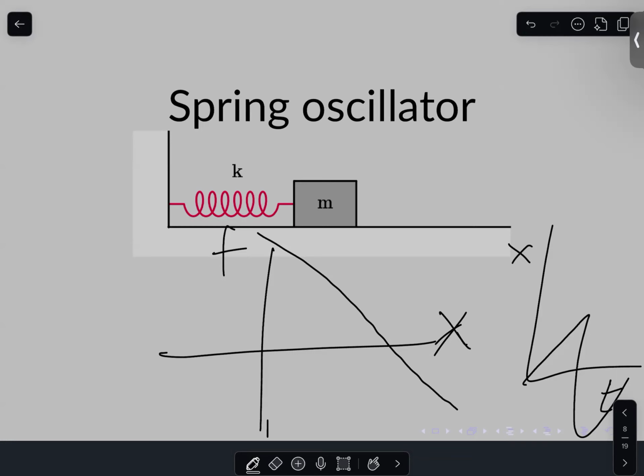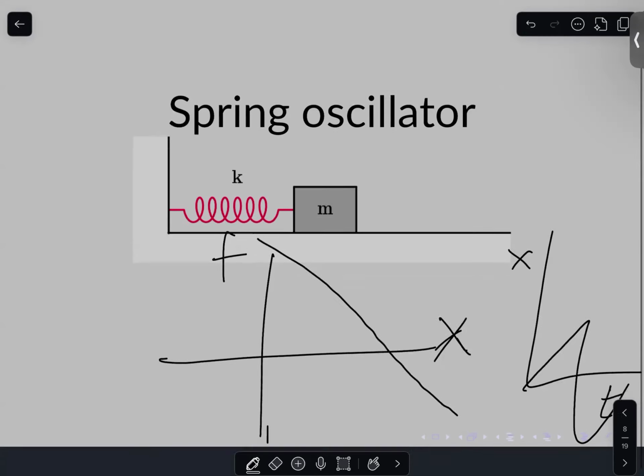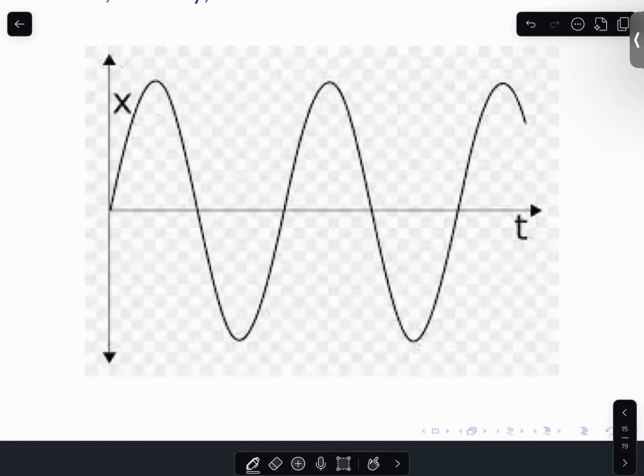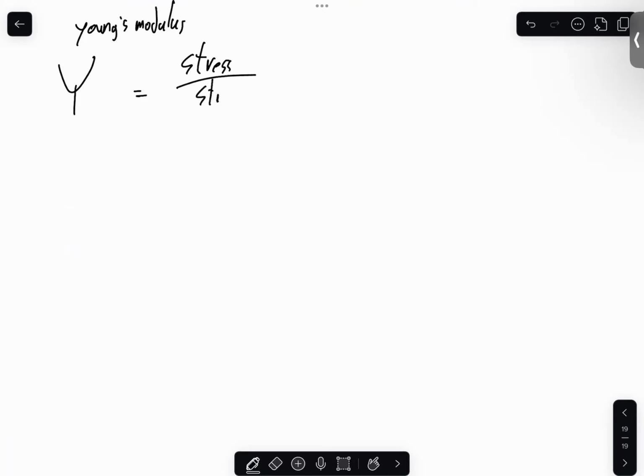For MCAT study nerds and people, here's what you need to know for MCAT. Young's modulus Y is defined by stress over strain. And stress is nothing but force per area. And strain is nothing but, I'm going to write that as, change in length per length.